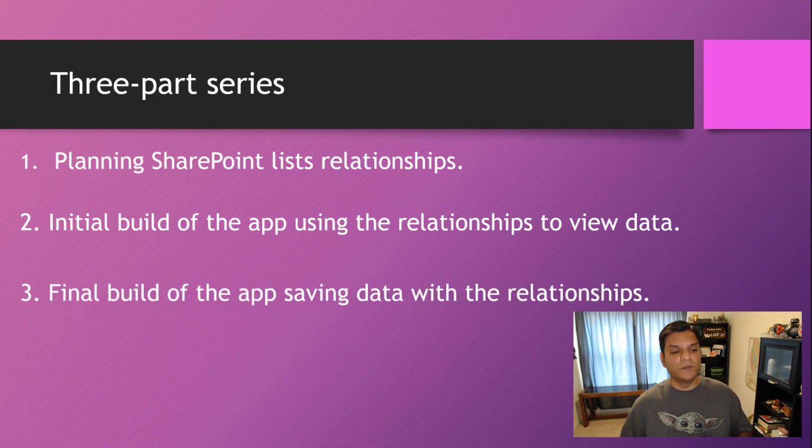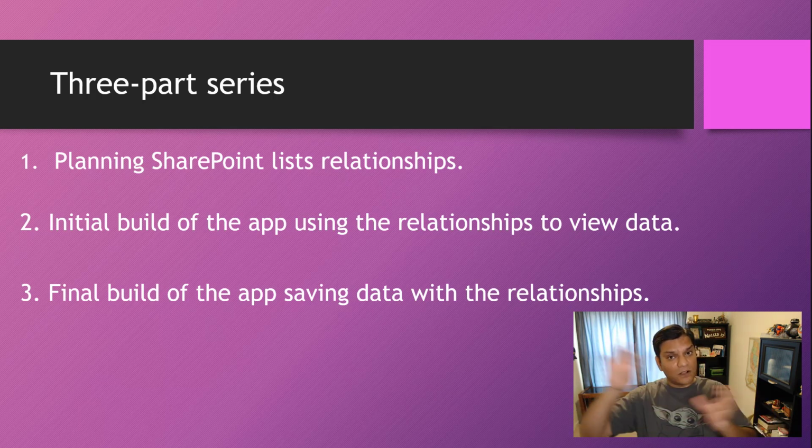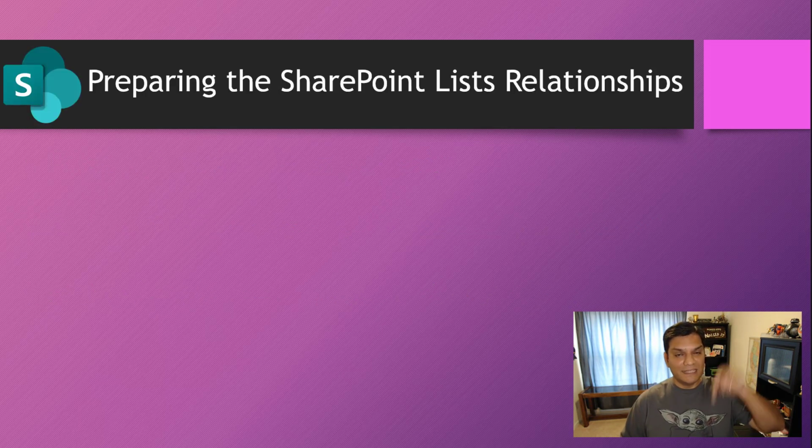And in the third one, we'll finish building the app where we can make all the selections and then save that data in the SharePoint list. We'll take all those relationships as well and save them so you can view them for future reasons. So that's basically the three-part series. Now, in this one, we're going to start preparing the SharePoint list relationships. I've already got a lot of it done, but I want to walk you through it so that you can do that too.